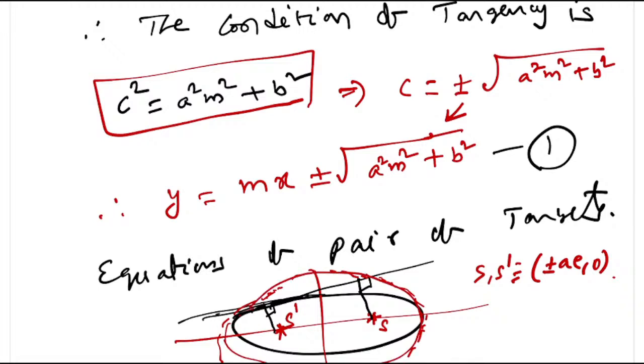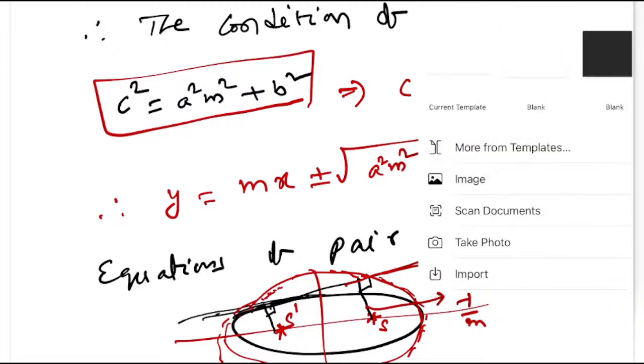Got it? So how to get that? That is very important. See, you know how to draw this line which is perpendicular to the tangent. This is a tangent whose slope is m. So what will this line's slope become? Minus 1 by m, right? So can you give me the equation of the foot of the perpendicular having slope minus 1 by m and passing through plus or minus ae comma 0?